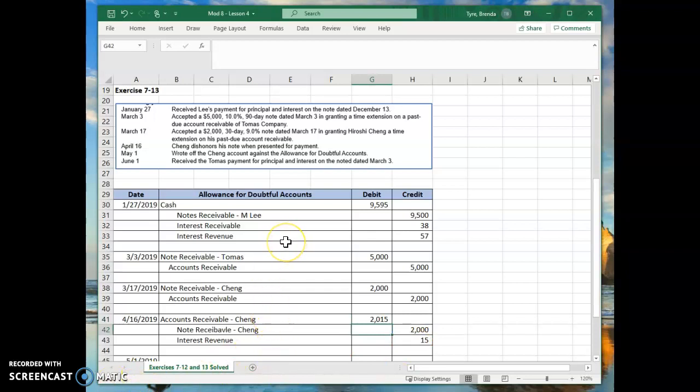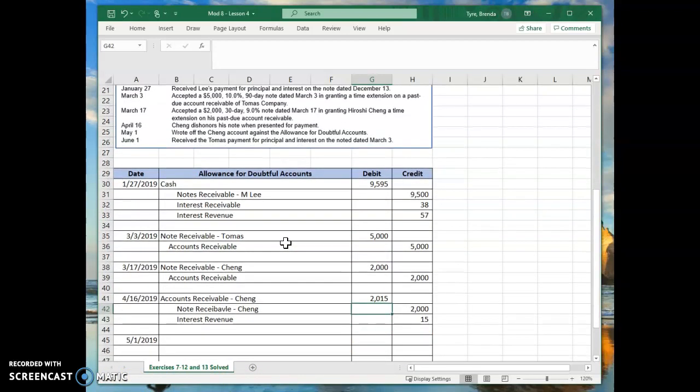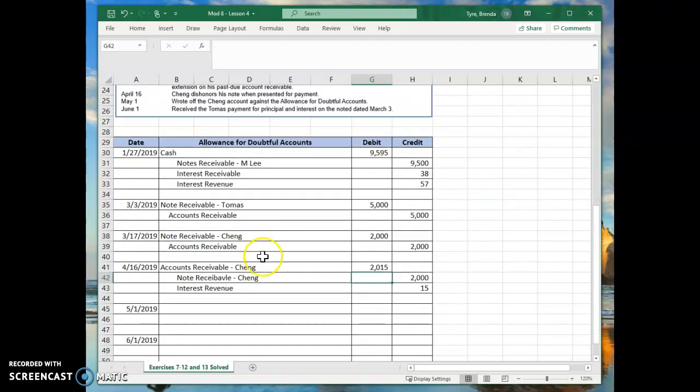On the 1st, we now discover that we don't think Chang is going to pay us at all, so we write that off against the allowance for doubtful accounts. So now we're going to debit allowance for doubtful accounts. We're going to debit that for the full amount, 2,015, and we're going to credit accounts receivable Chang.